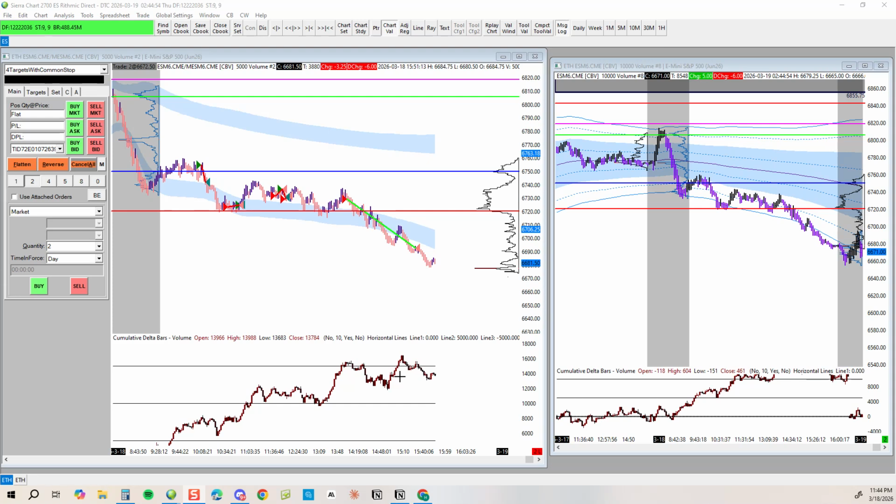Hey everyone, Hugo here. Just wanted to share a bit of my journey as a developing trader. Today's March 18th, 2026. I'm currently focused on trading the ES.